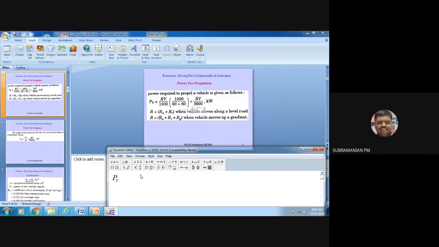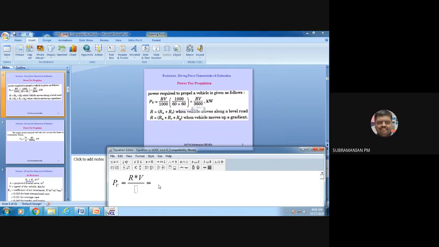Okay. Power required by the vehicle. So I am writing capital R, resistance, into vehicle speed V. I need my power in kilowatt. First of all, listen carefully. R value.